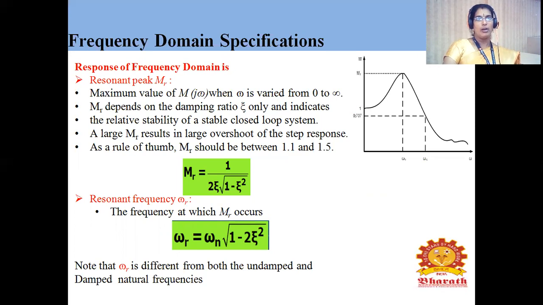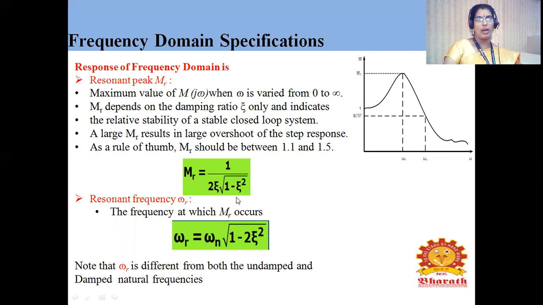And here, if you are using a large MR, that is a large resonant peak, we'll be obtaining a large overshoot of the step response. As a rule of thumb, MR should be between 1.1 and 1.5. If you are going to maintain this value for the resonant peak, then we'll be obtaining the stable output. Okay, so MR is equal to 1 divided by 2 zeta into root of 1 minus zeta square.